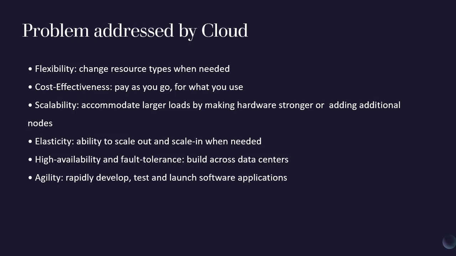Cloud automatically gives a minimum of 2 availability zones, up to 6 availability zones. An availability zone is nothing but your data centers. That is mainly for high availability, and fault tolerance, both across data centers. Agility: rapidly develop, test, and launch software applications. So you can launch as soon as possible because you have all the provisions to launch your application. So these are the main advantages provided by the cloud: flexibility, cost effectiveness, scalability, elasticity, high availability, and agility.